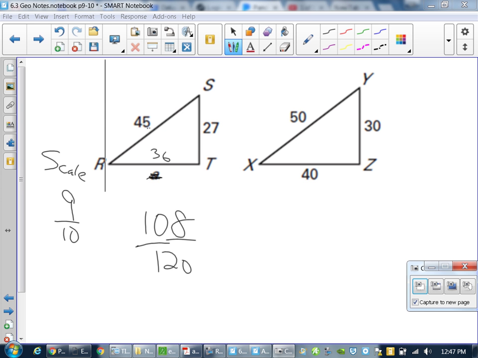So the perimeter has the same ratio as sides? Shut up. Why are you being sarcastic to me? I don't feel well.